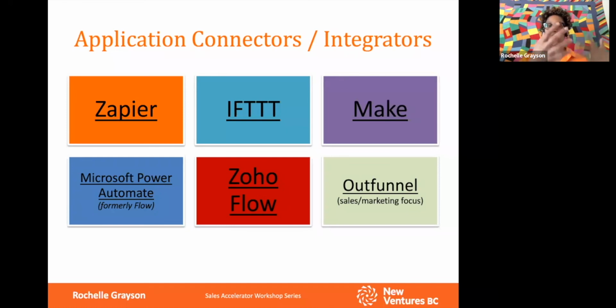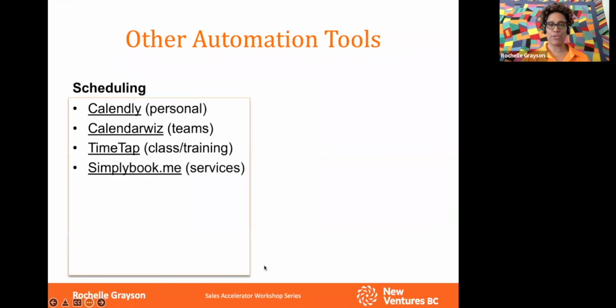Some of the other ones will integrate with QuickBooks and Sage and accounting and kind of give you a nice, whole business process automation option. Outfunnel is focused primarily on sales and marketing applications and integrating those for a kind of marketing automation solution. So something to keep in mind, definitely check them out and see how that goes.